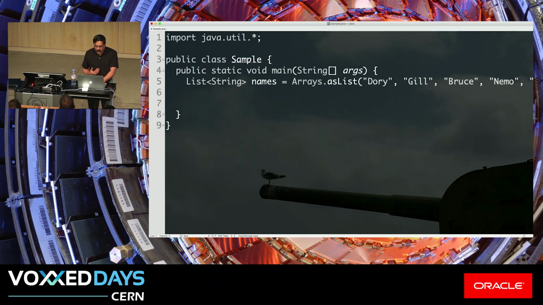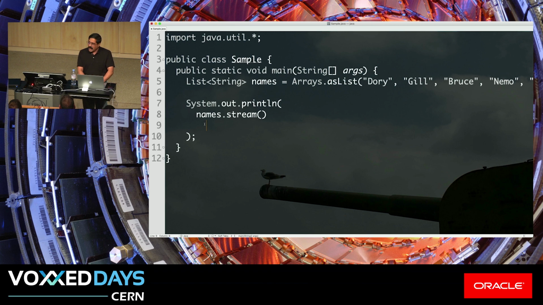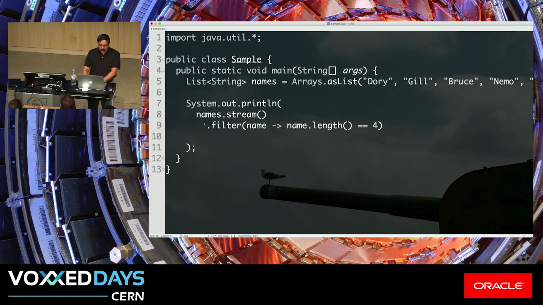So what can we do to get around this? Well, here's an idea. Let's start with the output names.stream. And of course, this gives us the stream iterator. In this case, we could say filter, given a name, give me the name.length is equal to 4. Hey, that's great. We got all the names which are of length 4. Then I can say map, String::toUpperCase, to get the uppercase conversion of all the names. And then you can call a collect method at the very end of this.